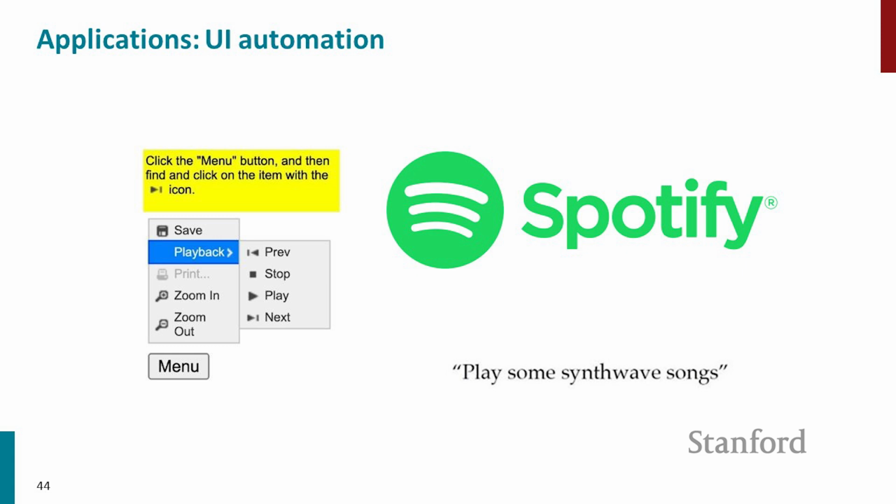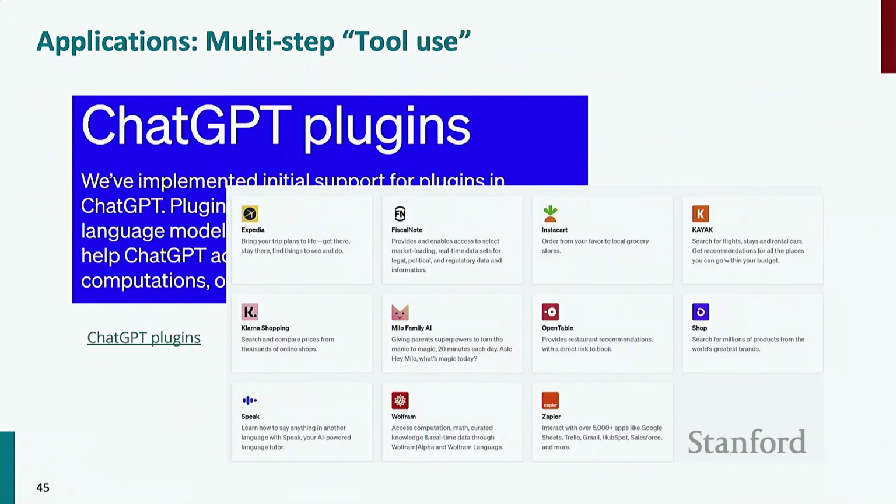Or it could be something more user-facing where, given some kind of complex environment like Spotify, you could ask an agent to play some songs. And then finally, there is this emerging application where we want to add additional tools or plugins to language models so that they can control various different applications.